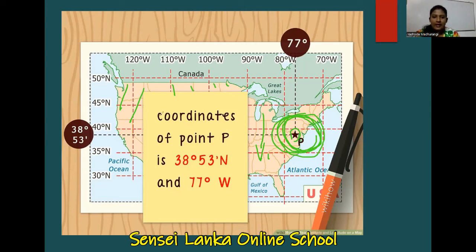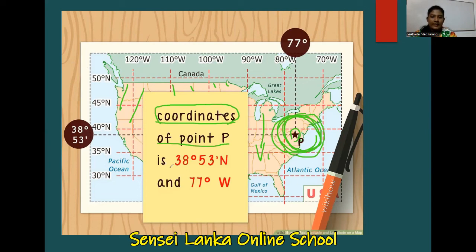So look at this. Coordinates of point P. Now, do you know the coordinates? In my earlier definition, I explained to you. Coordinates means longitudes and latitudes. These lines, they are having value. They are having a value. So the coordinates for letter P.